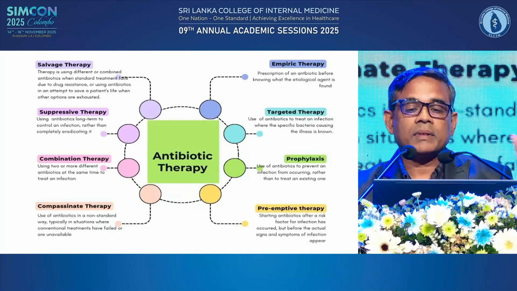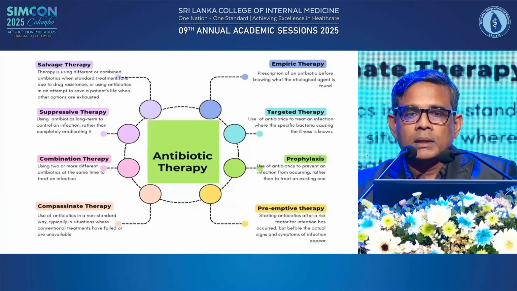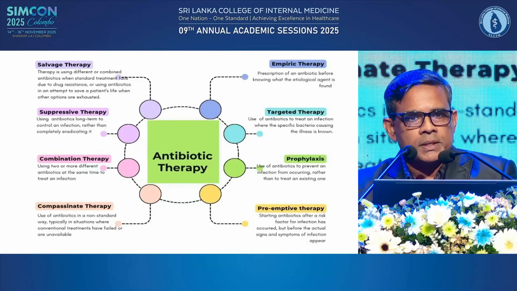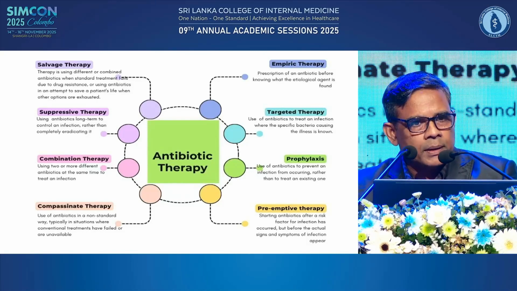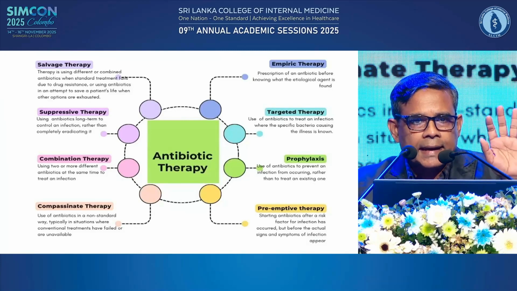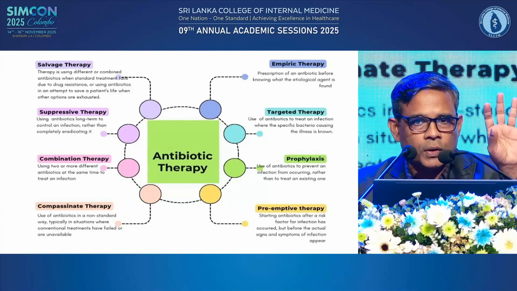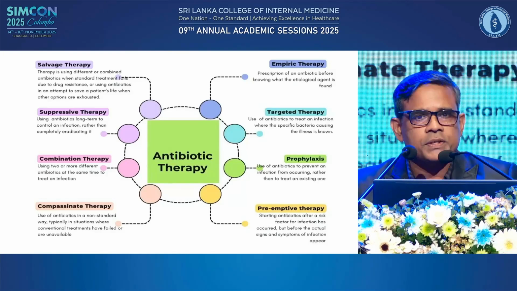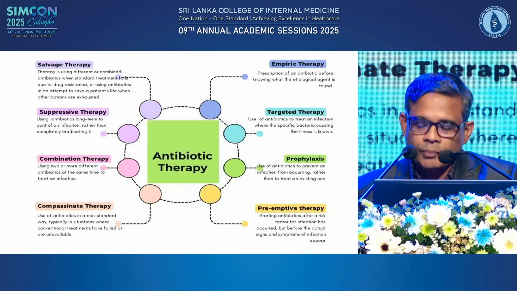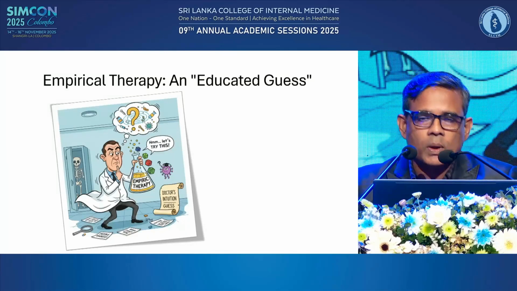So what are the types of treatments? One is empiric therapy, second targeted therapy, then prophylaxis, preemptive therapy, combination therapy, salvage therapy, suppressive therapy, and compassionate therapy. I have given all the small descriptions in small letters, and 95% of the time, if your prescriptions fall within any of these topics, you can say that you are doing a rational job. In this presentation, I would like to talk about two aspects of this.